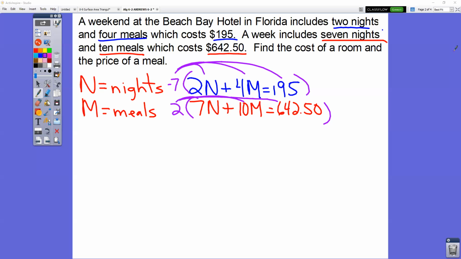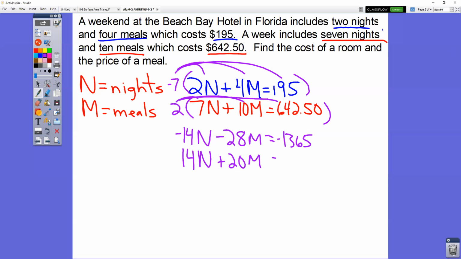So in this one, we need to distribute all 6 times. -7 times 2n is -14n. -7 times 4m is -28m. -7 times 195 is -1365. Distributing across the bottom, 2 times 7n is 14n. 2 times 10m is 20m, and 2 times 642.50 gives you 1,285. We now want to add going down.